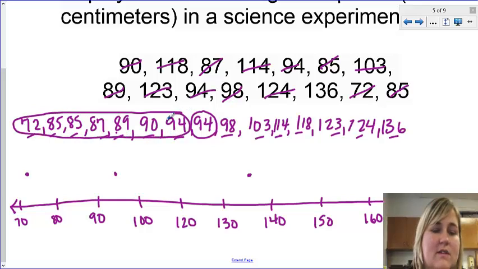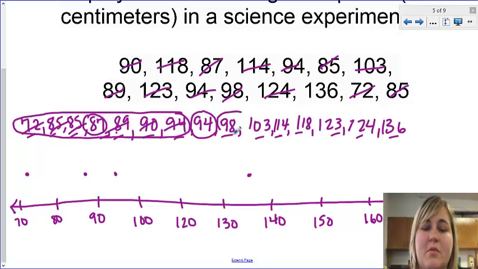Now once I've found this median, I'm going to just circle my lower numbers. I'm going to find the median of this group. So there are 2, 4, 6, 7 numbers, so that'll be my fourth number. Take one off the front, one off the back if you need to. Gets me 87, which is going to be about here. So I'm going to plot it.